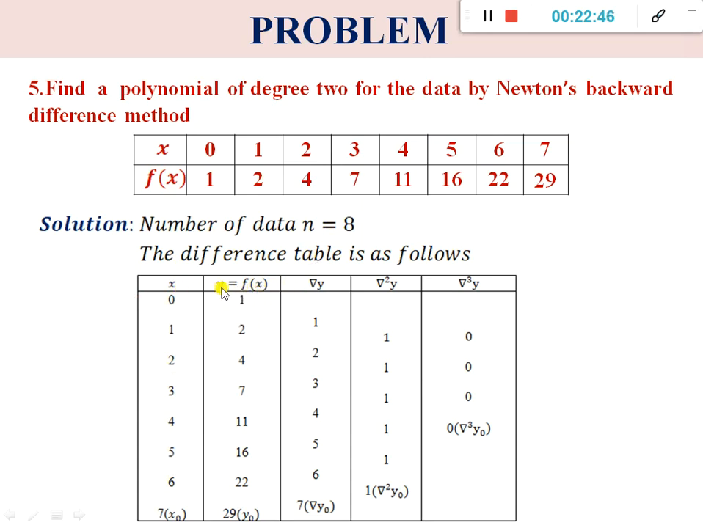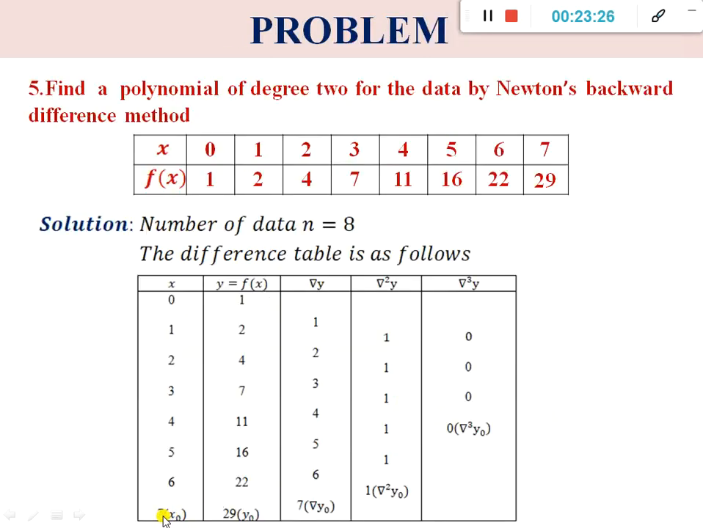Followed by x and y, we are going to find delta y, delta square, delta cube, etc. For delta y, as usual, we subtract back to front values: 2 minus 1, 4 minus 2, 7 minus 4, like that. For delta square also, from delta y we subtract: 2 minus 1, 3 minus 2, 4 minus 3, 5 minus 4, like that. Finally for delta cube, all the entries are 0. No need to continue, because all the entries are 0, we stop here itself.